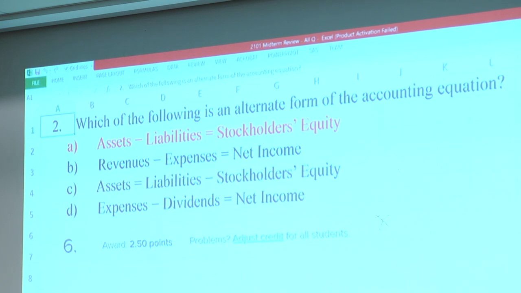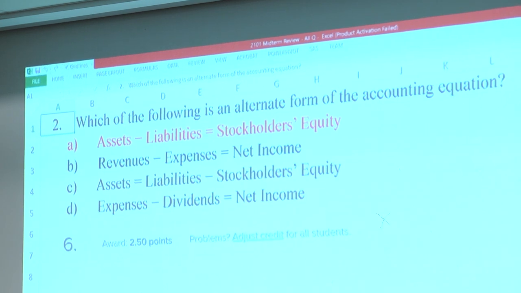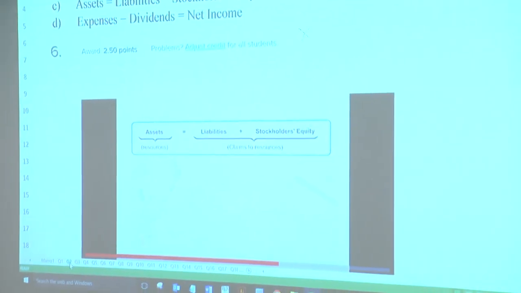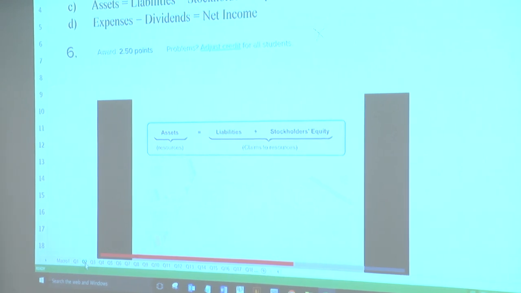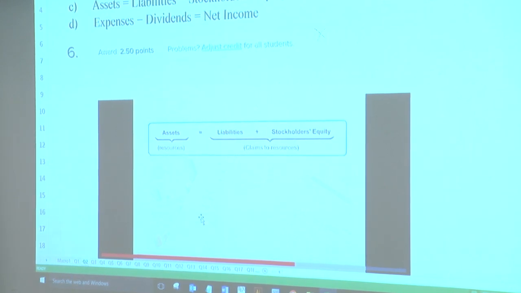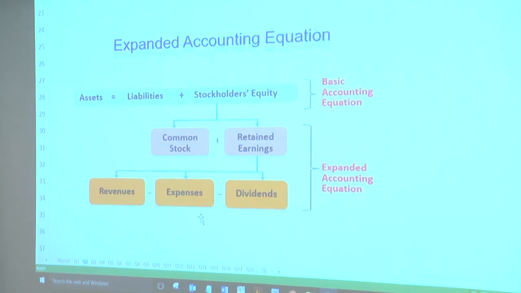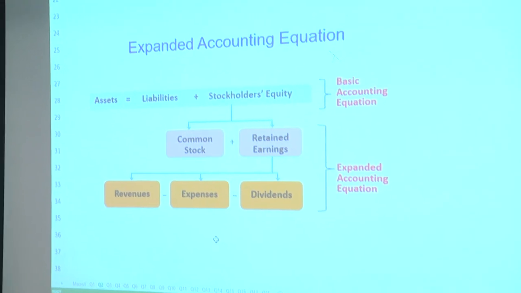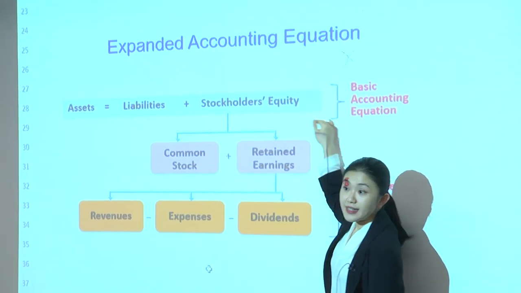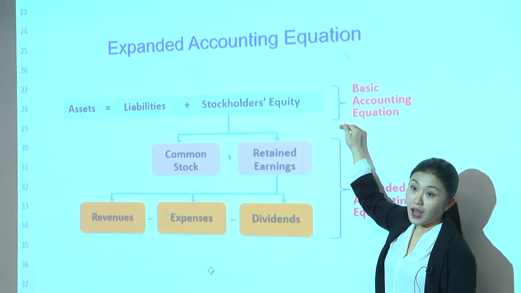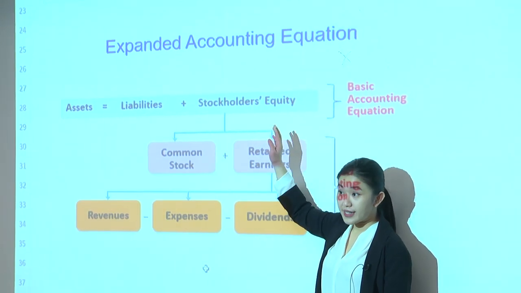We just switch the liability from the right-hand side to the left-hand side. This is the basic accounting equation. And if you see choices B and D, they involve revenue and expenses. We do have another equation, which is the expanded equation that covers the following. You can find it in your textbook or the slides. The first line is our basic accounting equation. It always holds after every transaction.